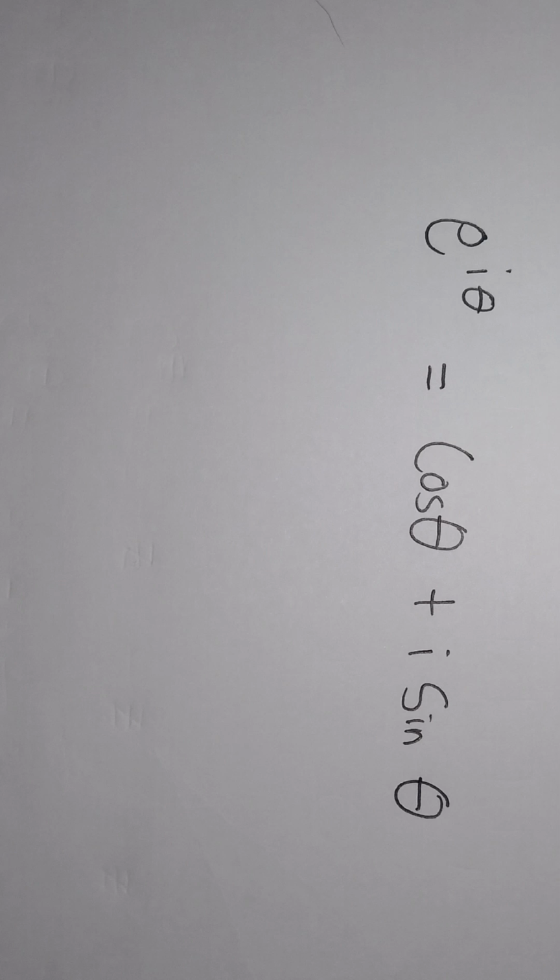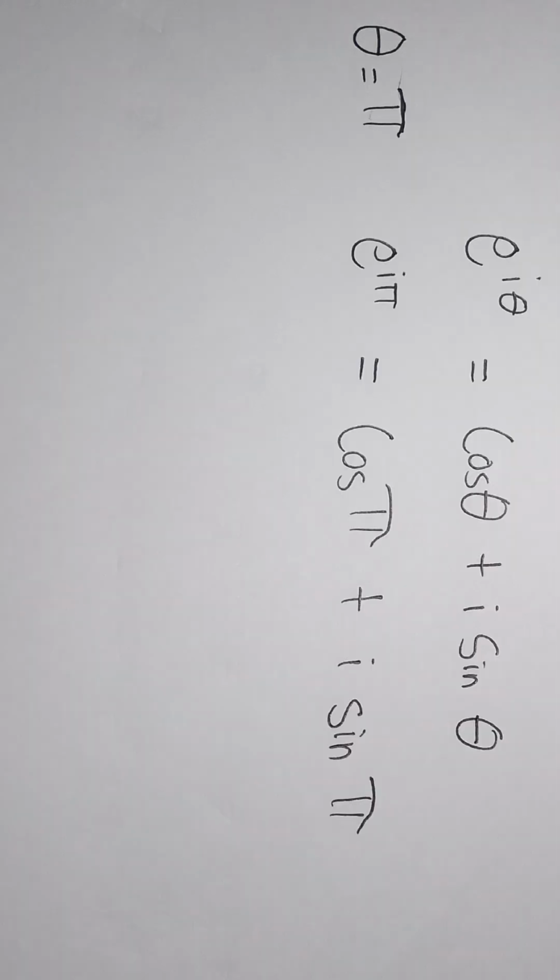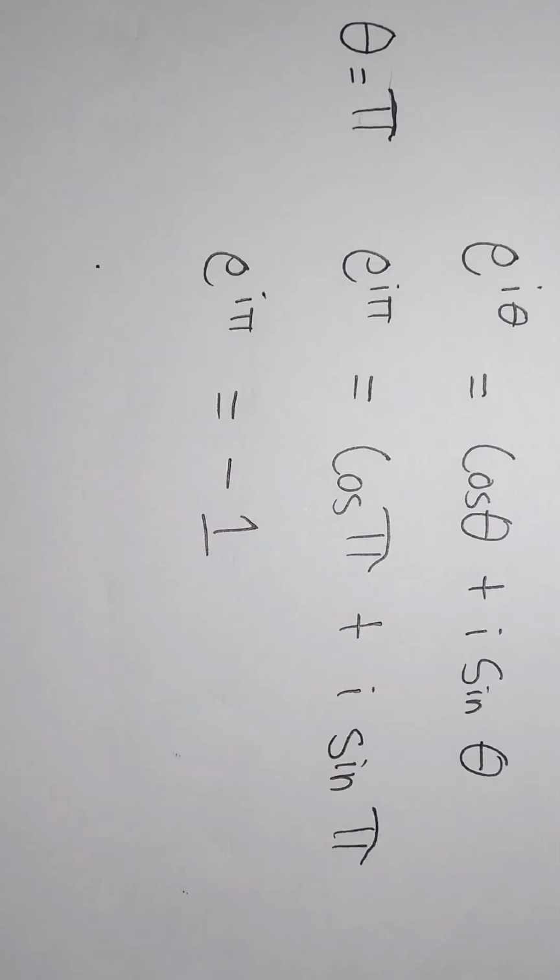So let's do this. e raised to the power of i theta is equal to cos theta plus i sin theta. So theta is equal to pi, and this is the time to change theta to pi, because we want to get the Euler's identity. So this is it. e raised to the power of i pi is equal to cos pi plus i sin pi. So copy the given.